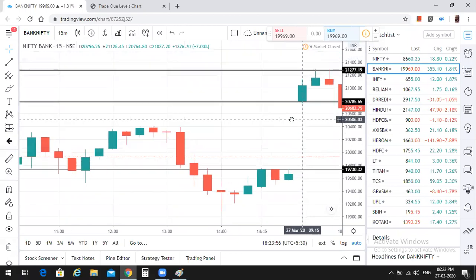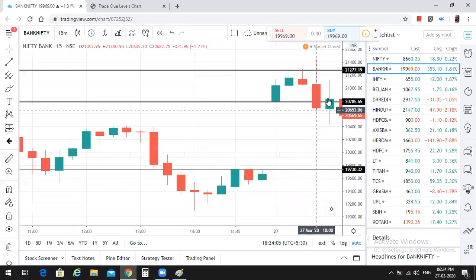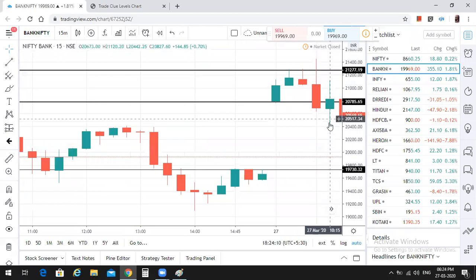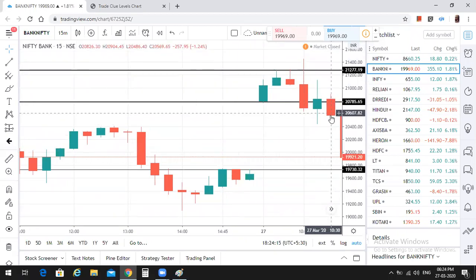Now it starts making a spike, and then it starts going down. Now suddenly you are seeing some candles within this range. Then it's trying to go on the upside, trying to make a spike, not able to, coming back down. And then you see another candle pushing itself on the downside.